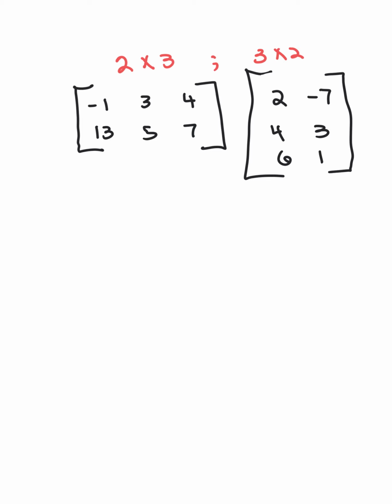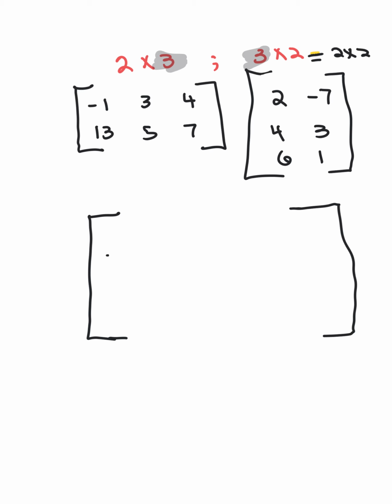So when I'm checking to see if I can multiply these together, I'm looking at these middle numbers, and in this particular case, I have 3s, so they do match. And what that tells me is that my answer is automatically going to be a 2 by 2 matrix. Okay, so in order to get this, I'm going to draw my matrix. I know it has 2 rows and 2 columns, so that means that I'm going to have 4 entries.